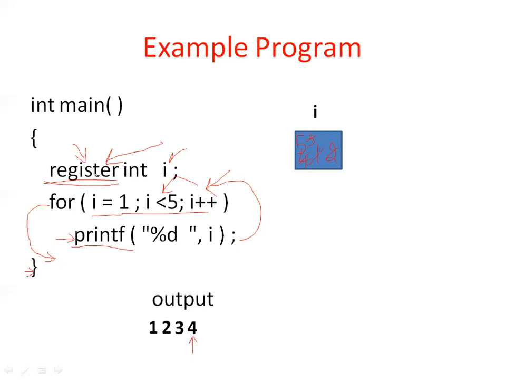What happens when we declare with the register storage class? That means whatever memory is allocated for this I will be allocated in CPU registers. Then what is the advantage of allocating the memory in CPU registers? If you know memory hierarchy, accessing data inside the CPU registers is faster than accessing the data present in main memory.